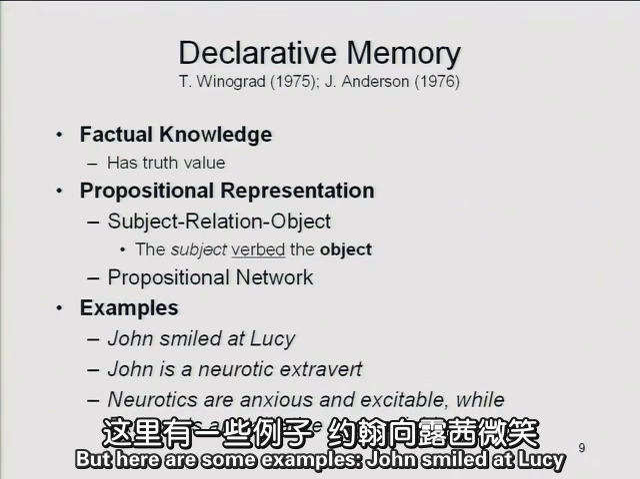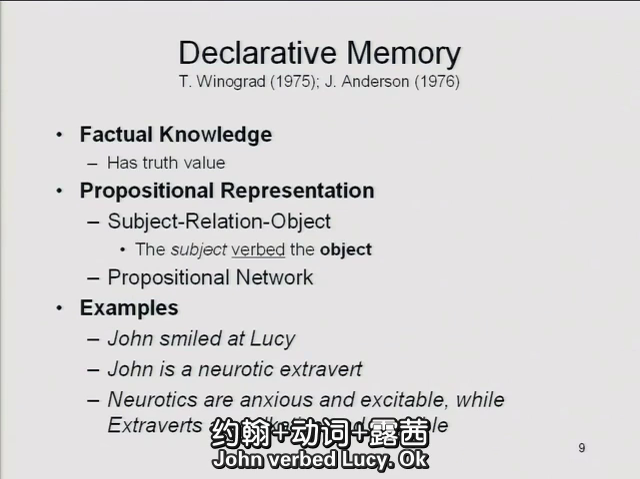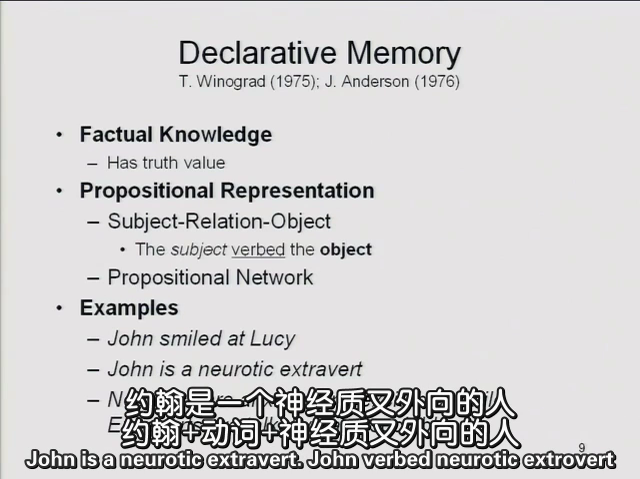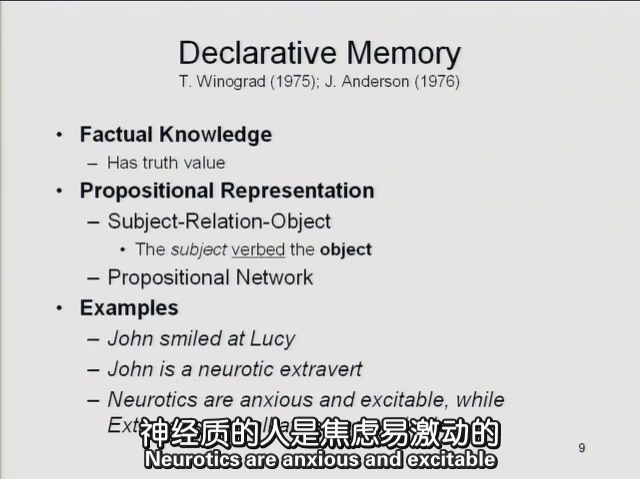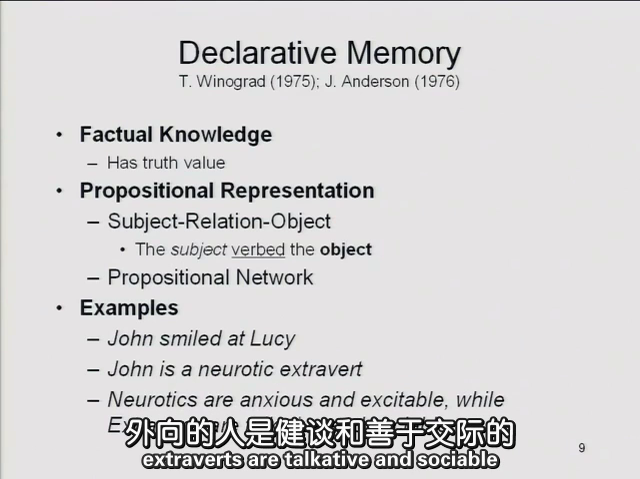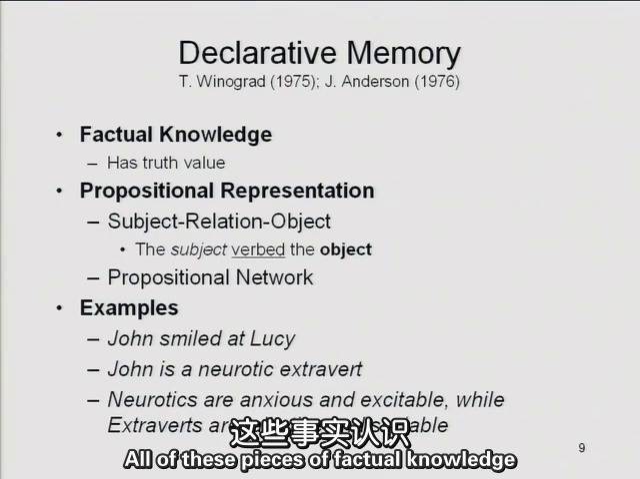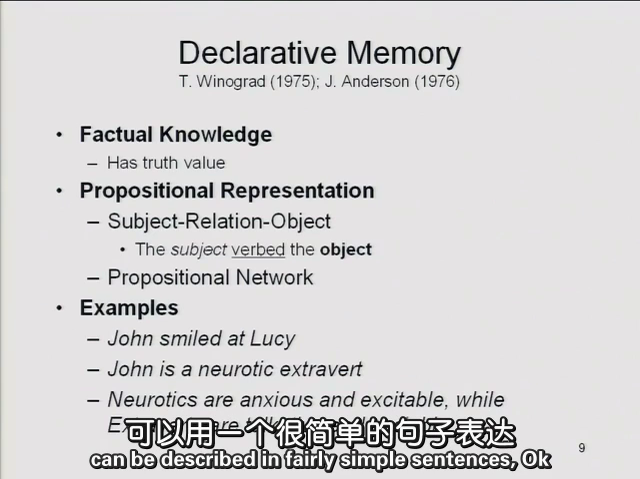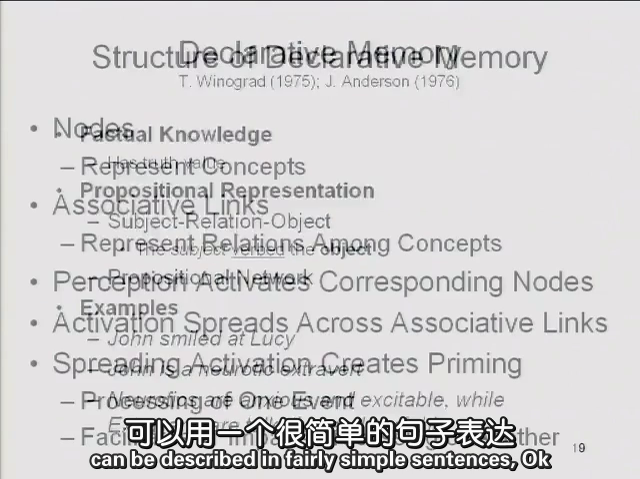But here are some examples. John smiled at Lucy. John verbed Lucy. John is a neurotic extrovert. John verbed neurotic extrovert. Neurotics are anxious and excitable. Extroverts are talkative and sociable. All of these pieces of factual knowledge can be described in fairly simple sentences.